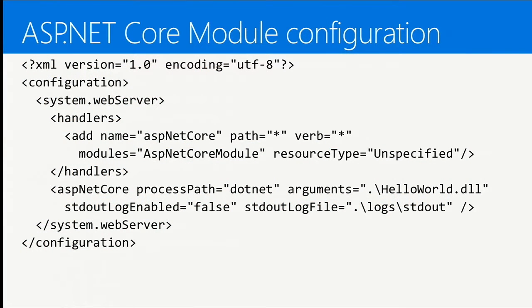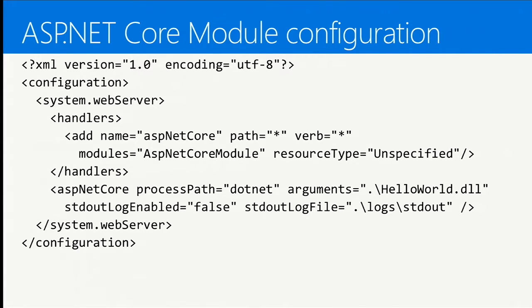This is what the config file looks like. So as you can see there, it's adding the ASP.NET Core module as a handler. It says path star, verb star, so it'll basically handle any request that comes in. And then the configuration below says which process you want it to start and what arguments you want handed to that process. So the process path, in this case, dotnet.exe, and then the arguments, the name of the DLL that you're running.